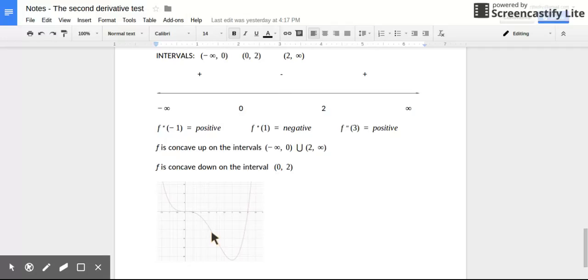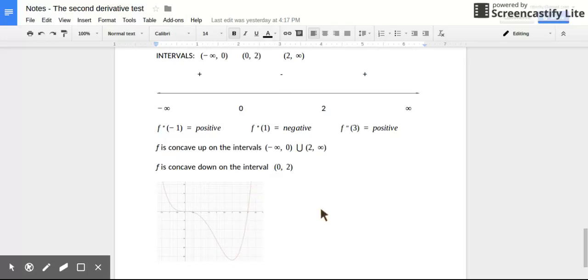And then we said that we had an inflection point where we changed concavity at x equals 2. So at x equals 2, we changed concavity. We went from concave down to concave up. And because we had that verification that we changed concavity, we can establish that at x equals 2, we did in fact have an inflection point. And then we remained concave up for the rest of the graph going out towards infinity.